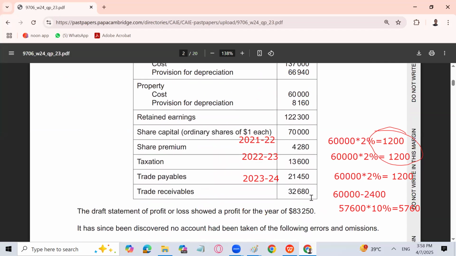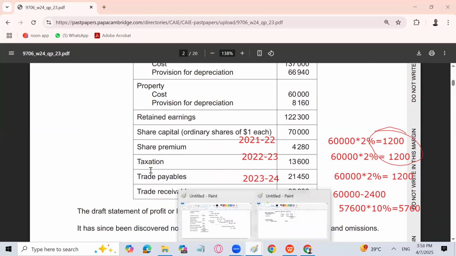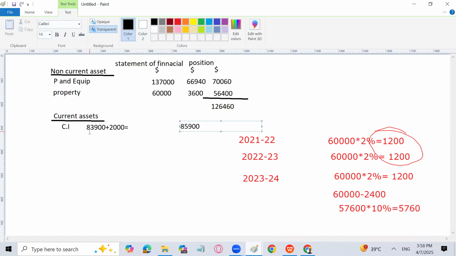Then comes the trade payables or trade receivables. Yes, trade receivables are 32680. So I will write here in the same manner. Trade receivables, and then other receivables.